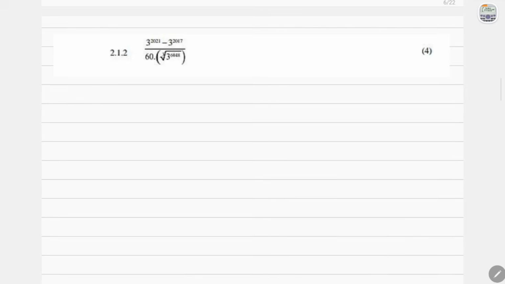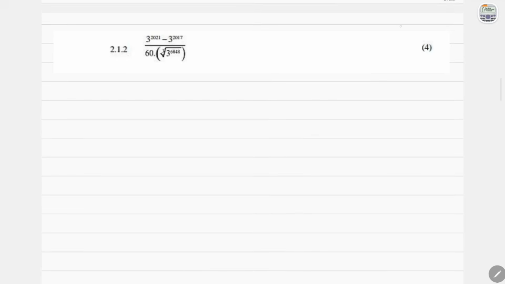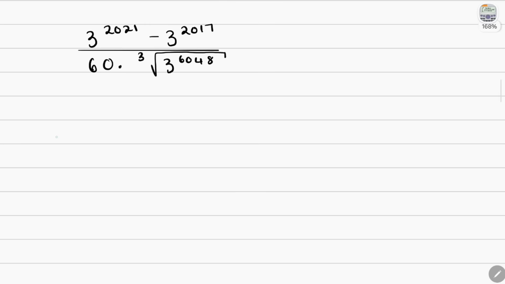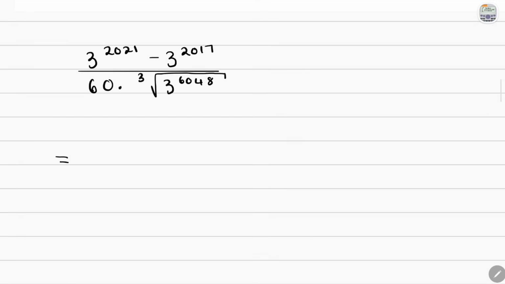Okay, next question. It is a bit blurry, so let me just rewrite it first. Okay, so this is what we have. In the numerator, we have to take out the highest common factor. If not, we can't really factorize or simplify it any further. So what we can do there is just look between 2021 and 2017 and see what is common. But if you didn't want to just jump into that, you could have also just checked what is going on here. We have the cube root of 3 raised to the power of 6048.